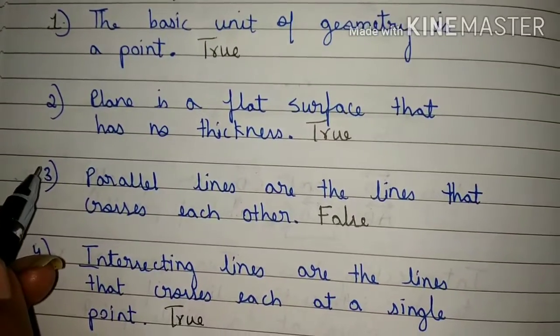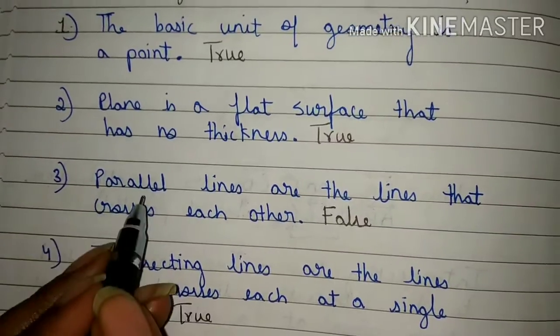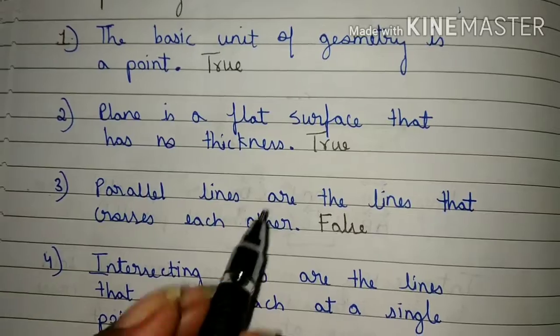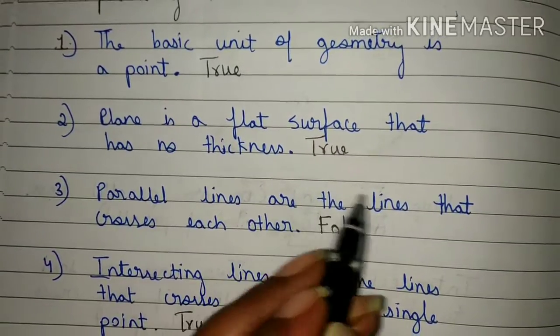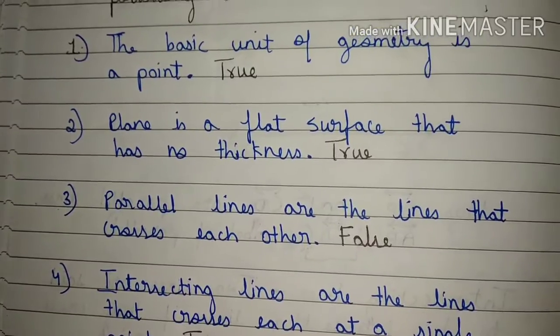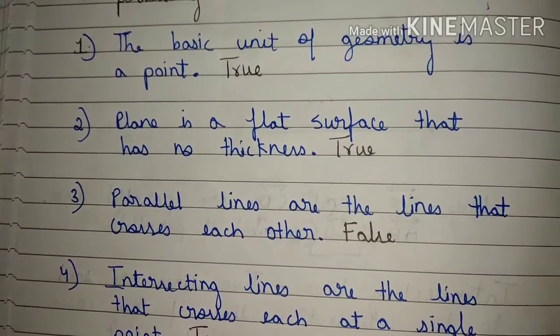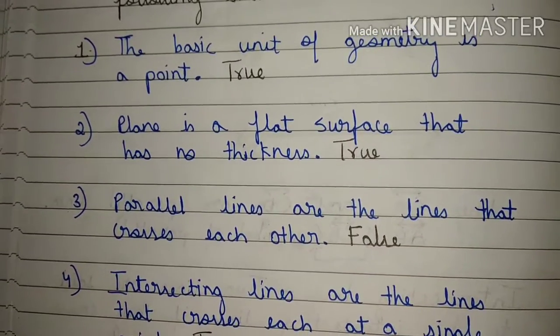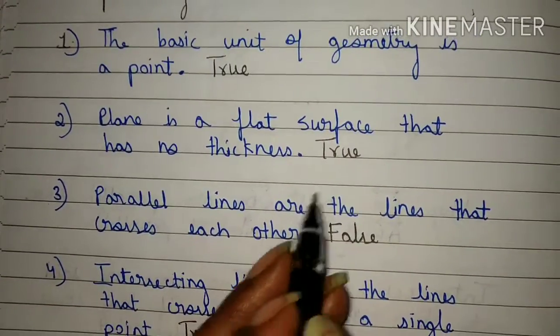Students, now come to third. Parallel lines are the lines that cross each other. Students, this statement is false because parallel lines are the lines that never cross each other. It means parallel lines are the lines that never meet each other. So, this statement is false.